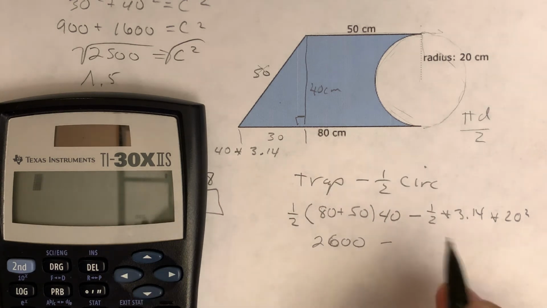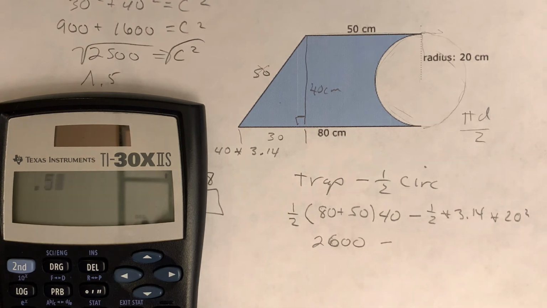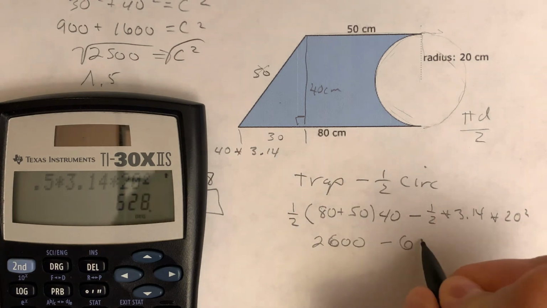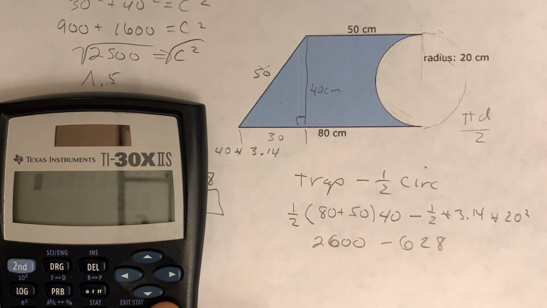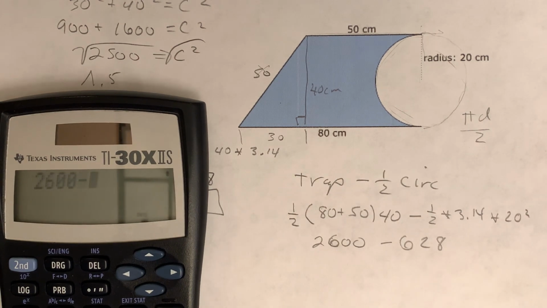Now we're on to this one. So we're going to put this whole thing in the calculator here. 0.5 times 3.14 times 20, and then hit the x squared button or the caret 2. 628. Now let's go ahead and subtract those two things. 2,600 minus 628, and we get 1972.